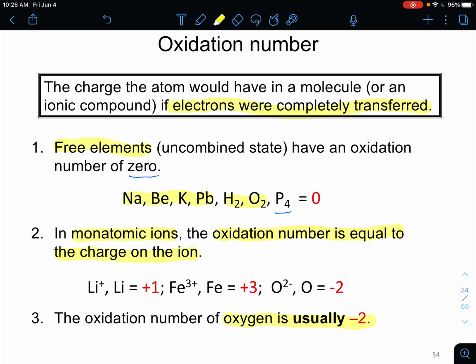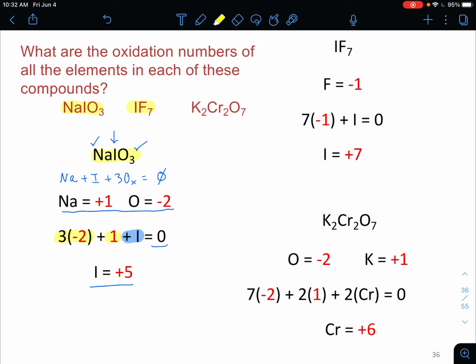Okay, next one, I guess IF7. So here's another case where we've got our non-fluorine halogen paired with either fluorine or oxygen. So this one's pretty straightforward. We're basically going to say, since we know fluorine must be -1, if it's IF7, then iodine has to be +7. Okay, this last example actually looks like the one I have for us to work out on the next slide, but I guess that's okay.